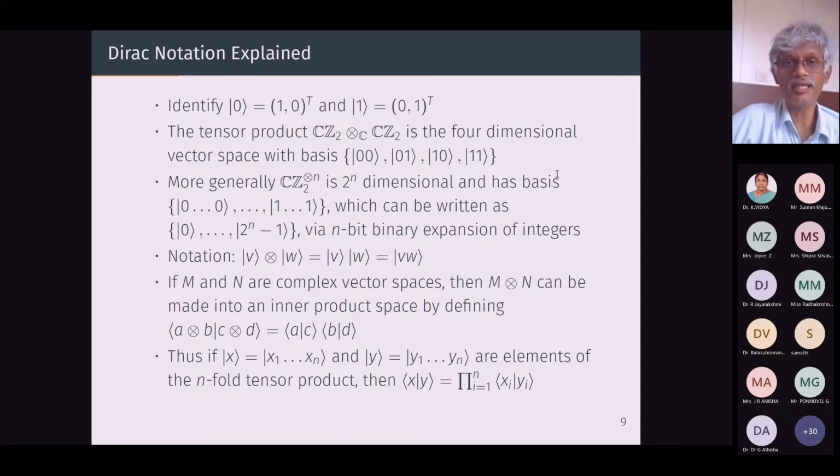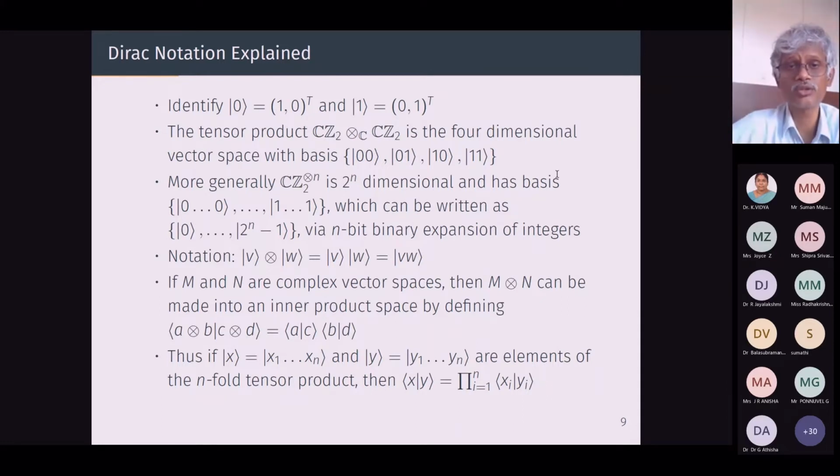Then we define what is called the tensor product of two such C^2s, C^2 tensor product C^2. This is a 4-dimensional vector space. You can think of it as two classical bits appearing together: 00, 01, 10, 11. In some sense you can think of the numbers 0, 1, 2, 3, and identify them as a basis of this inner product space C^2 tensor product C^2. This is an example of a 2-qubit system, which has dimension 4. Having identified 0 and 1 as the vectors (1 0) transpose and (0 1) transpose respectively, we naturally have this basis 00, 01, 10, 11. The space spanned by these 4 basis elements gives you a 4-dimensional vector space.